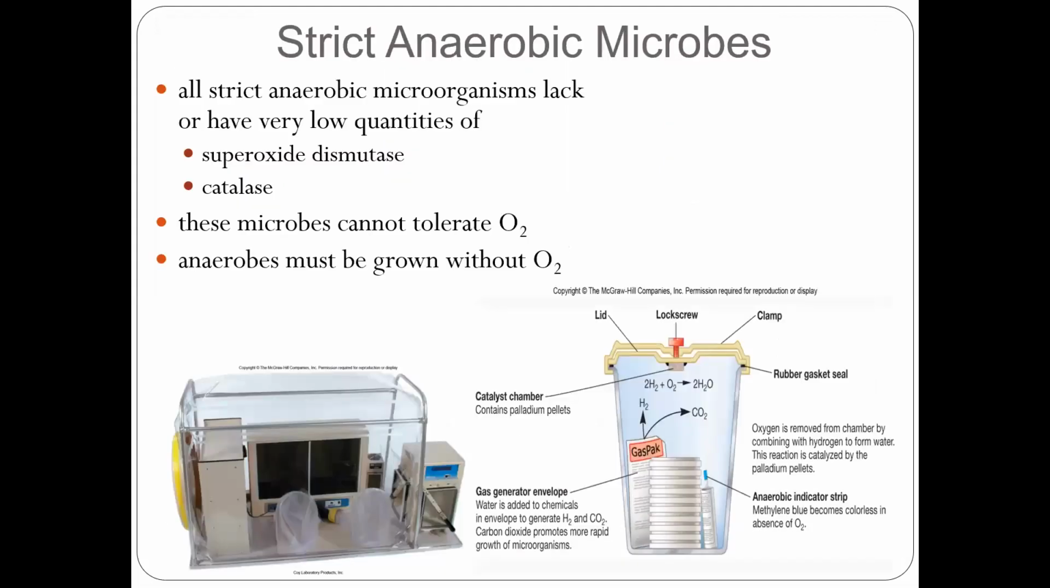Now, how we grow anaerobic bacteria. We can use two methods. First one is very expensive. This is called the anaerobic chamber. This chamber costs as much as $25,000 to $100,000.